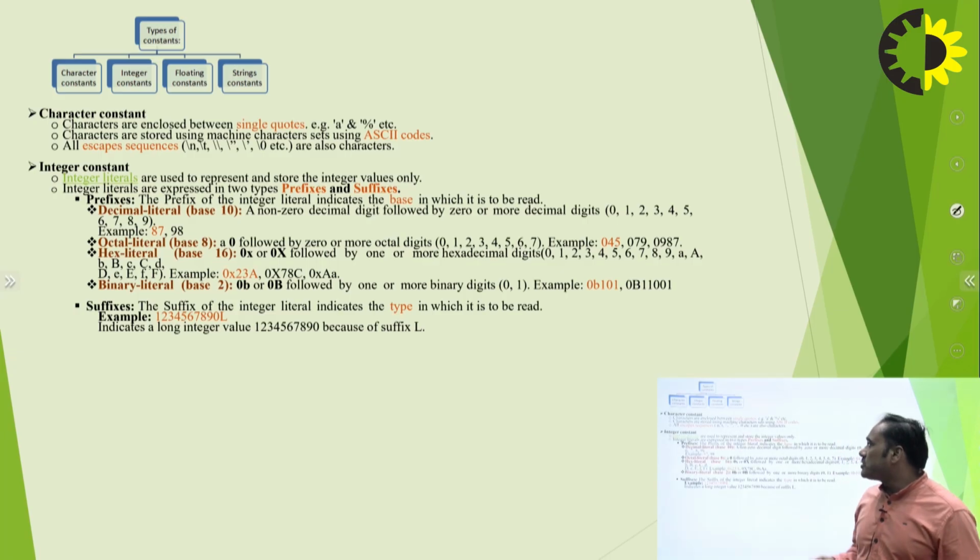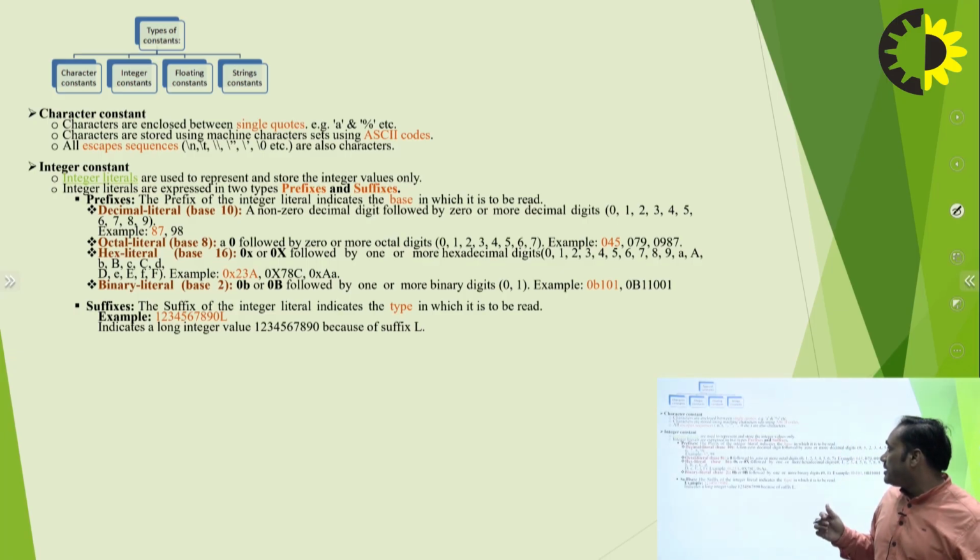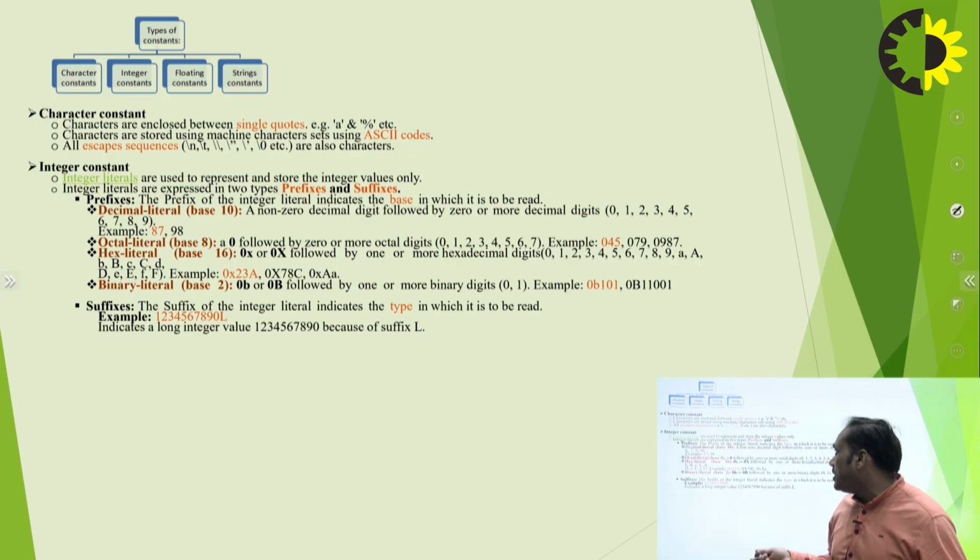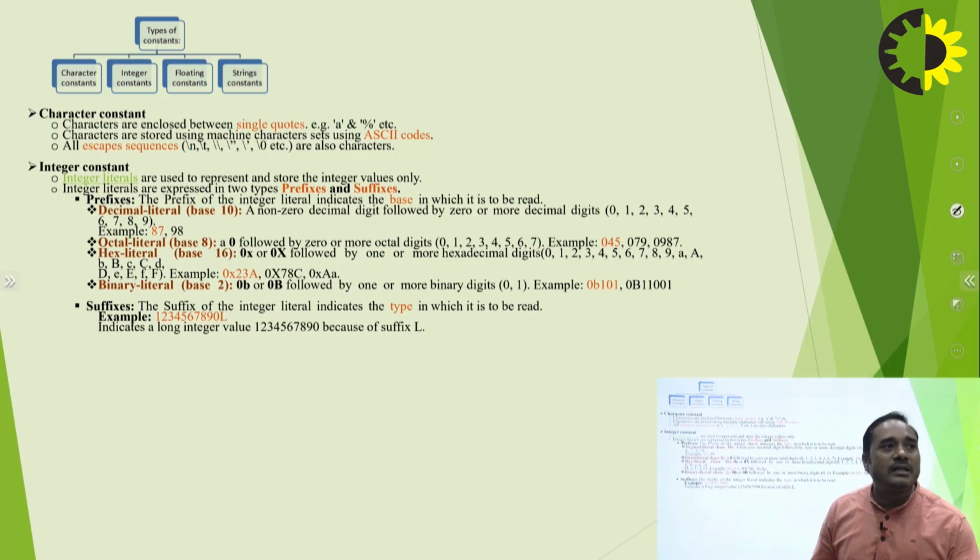So for the character constant, we define the ASCII code in the form of a character. A character is a simple alphabet, such as A, B, C, D and so on. But if we couple the characters together, then we get strings. So, character and integer constant.